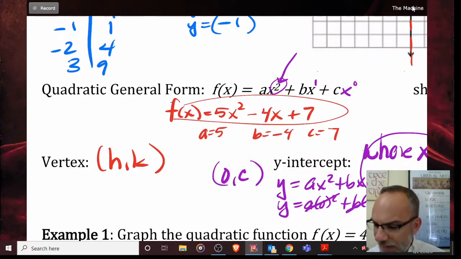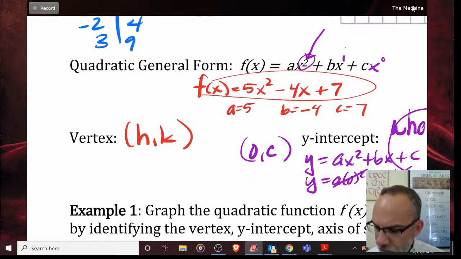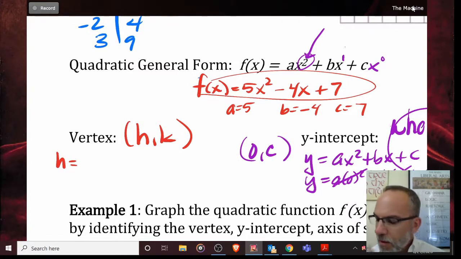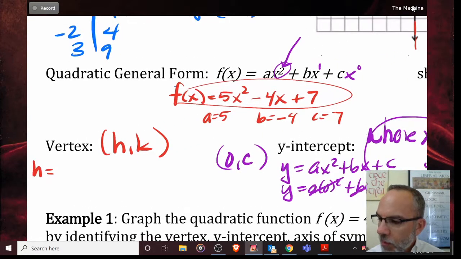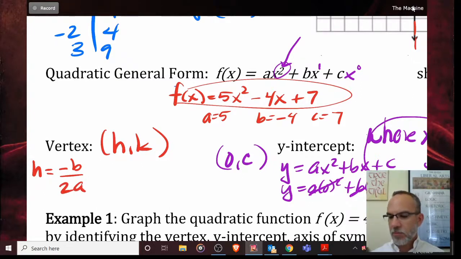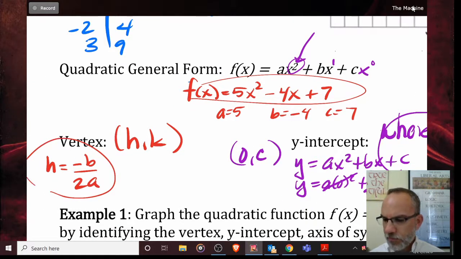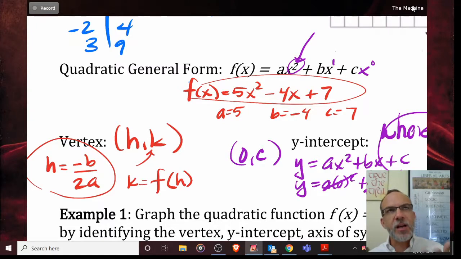Now, the x value of the vertex, which is the h value, is equal to, back up here to the general form, h is equal to negative b over 2a. You should memorize that. Negative b over 2a. And then to find the k value, it is simply equal to the function evaluated at h. Find the x value of the vertex and then plug it into the formula or the equation, and you'll then find the y value of the vertex.